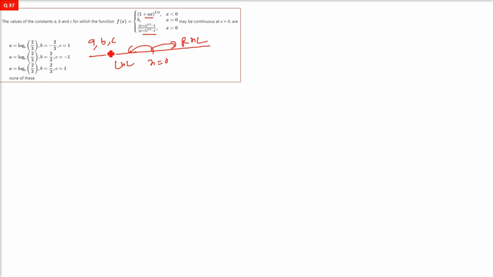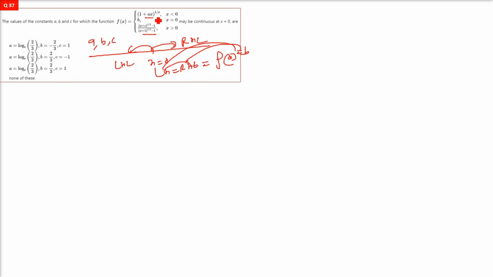So you need at least 3 equations in order to get 3 variables. 3 variables, 3 equations; 2 variables, 2 equations; 1 variable, 1 equation. That is how it goes. So this left hand limit and right hand limit we have to equate, and we have to equate it with the value of the function at 0, which is actually b here. So just equate like that.